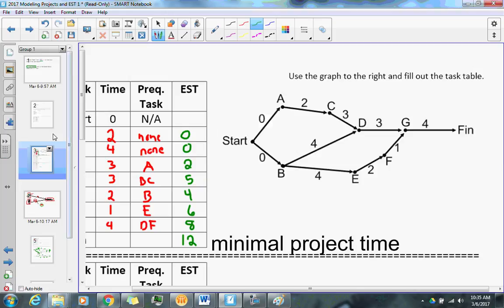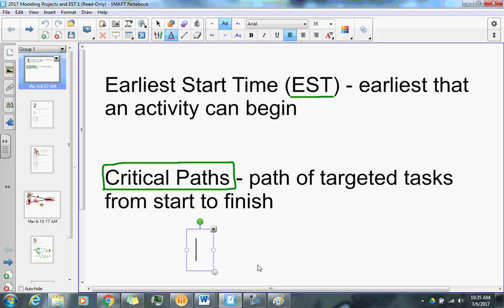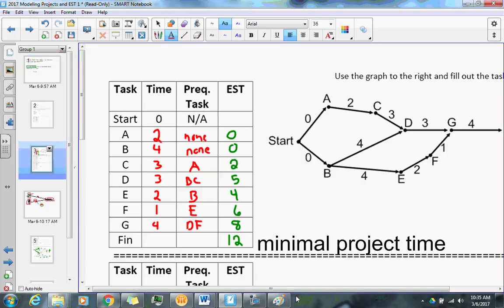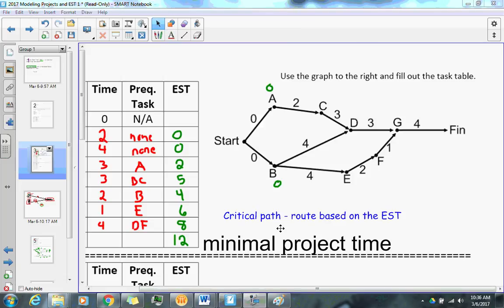Now, the critical path. You have to look at it from the perspective of it being a map or a route, meaning what route did you take from start to finish? So here we are at start. This should be a review here. Start, the EST from A and B should be 0. Remember that a critical path is the route based on the EST.